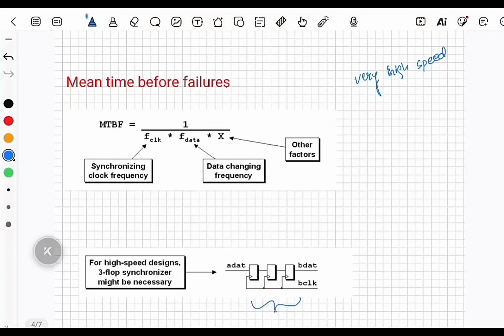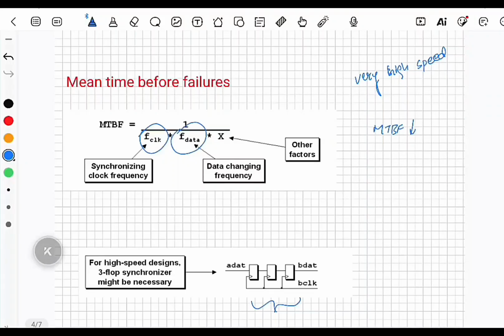So what is this mean time before failure? Mean time before failure is a calculation which you can do to know when the signal can reach a metastable state. This is a very simple formula where the frequency of the clock is taken, the inverse of the frequency of the data is taken, and some other factors are present. If the clock frequency is higher, then the chance of metastability increases. If the data changes more frequently, then the chance of going metastable becomes more frequent.